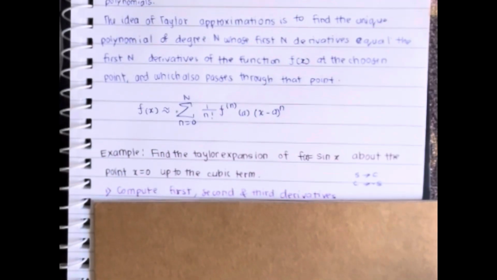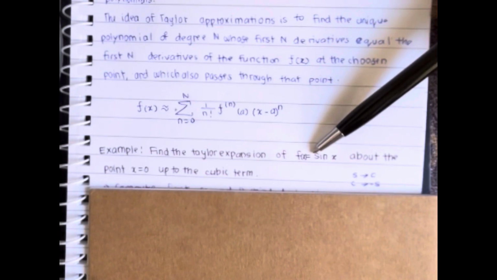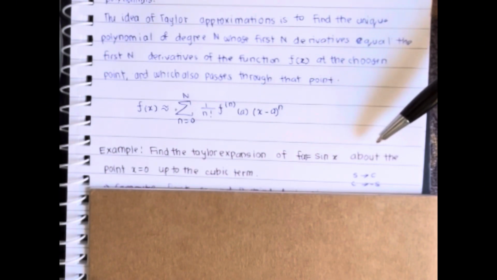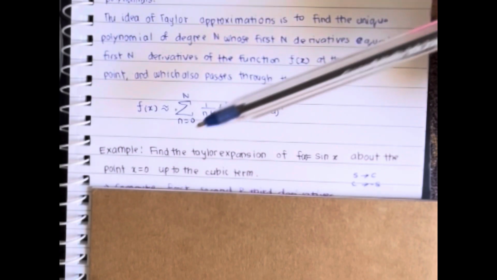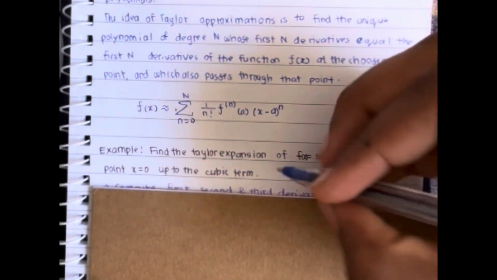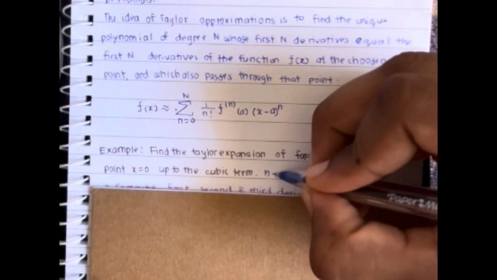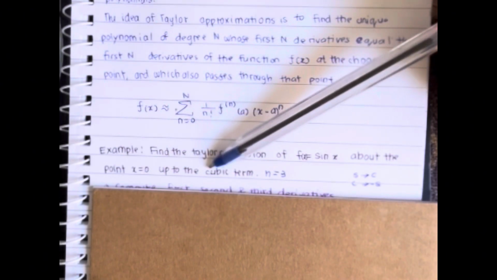So let's consider an example. Find the Taylor expansion of f(x) equal to sine x about the point x equal to 0 up to the cubic term. So in this question, we know our a value is going to be 0 and our n value would be 3, since we are finding up to the cubic term.